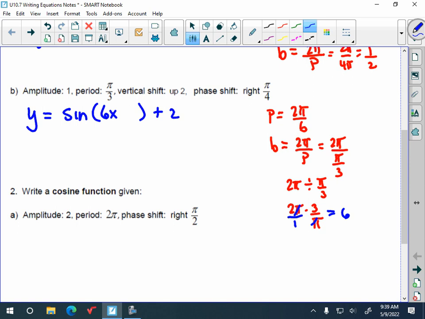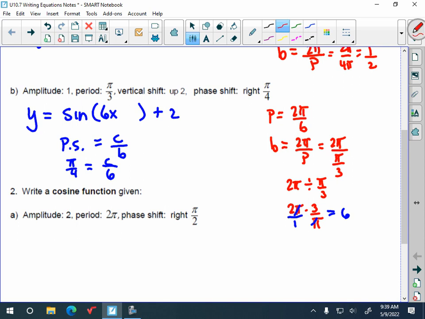All right, so now we want to find C. There is a C value because there's a phase shift. So we can use the formula. The phase shift is equal to C over B. Well, we have a phase shift of pi over 4 equals C divided by the B value, and B we already know is 6.